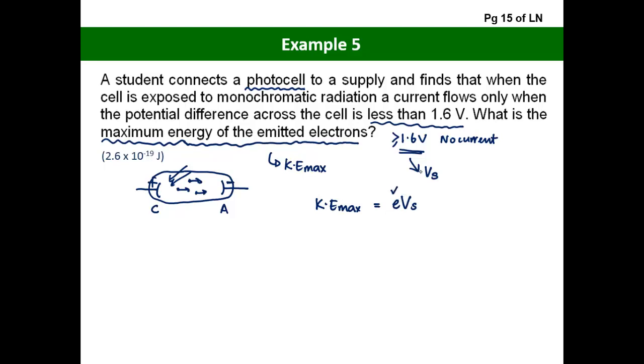Do we have the value of e? Yes. Do we have the value of the stopping potential? Yes, we do. So we can now determine the answer. So e itself is 1.6 times 10 to the power minus 19 coulombs, and the stopping potential is 1.6 volts. And putting that together, that will give us our answer to be 2.6 times 10 to the power of 19 joules.